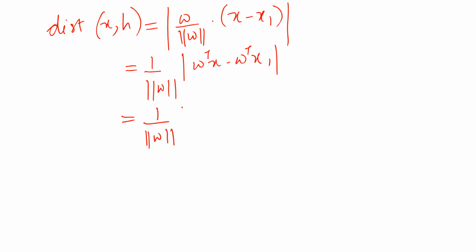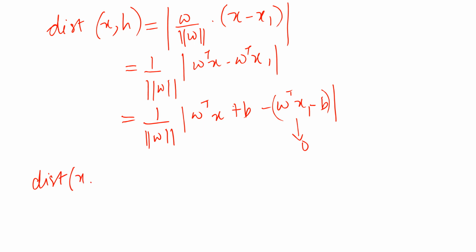This can be replaced by w transpose x plus b. Not really replaced; I'm adding and subtracting a b, and you'll see why I'm doing that: w transpose x1 minus b. That's it. If I take out the minus and take this common, we know this is equal to 0 because x1 is a point on the hyperplane. Therefore, the distance of point x from h will be 1 over the norm of w times w transpose x plus b.